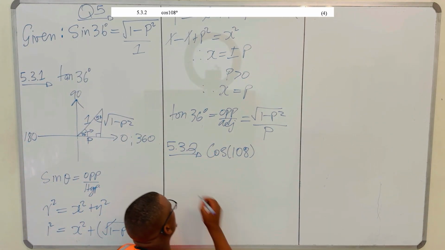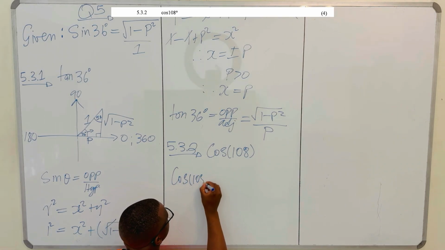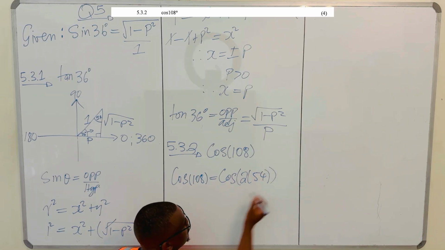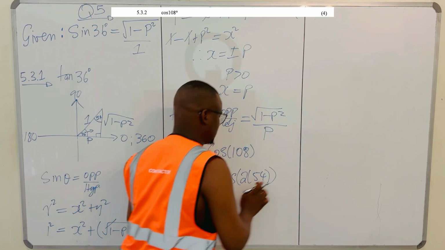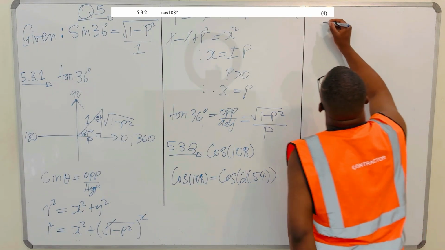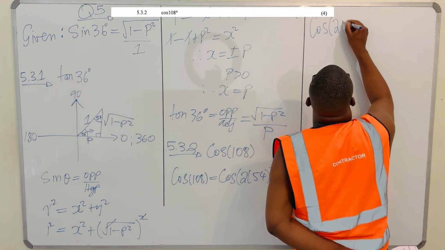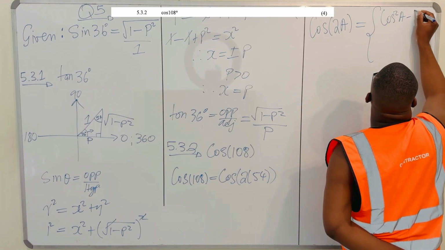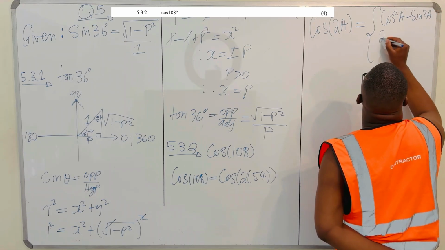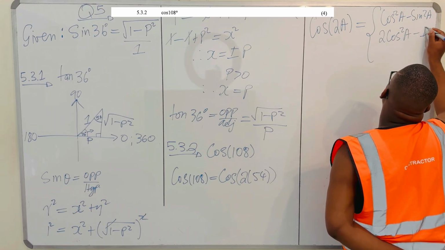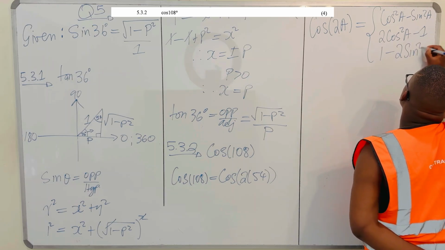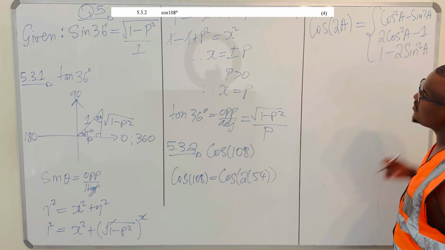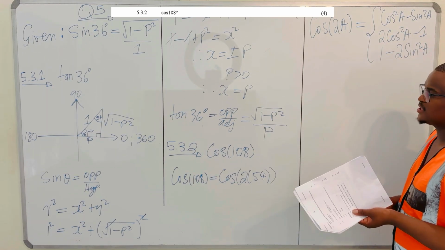So your cos 108 is equal to cos 2 times 54 degrees. This looks similar to a double angle, 2a. Your cos 2a, you know it very well. It's equal to cos squared a minus sine squared a, or 2 cos squared a minus 1, or 1 minus 2 sine squared a. So it can be any of the three. Take whatever you think will work well for you and stick to it.